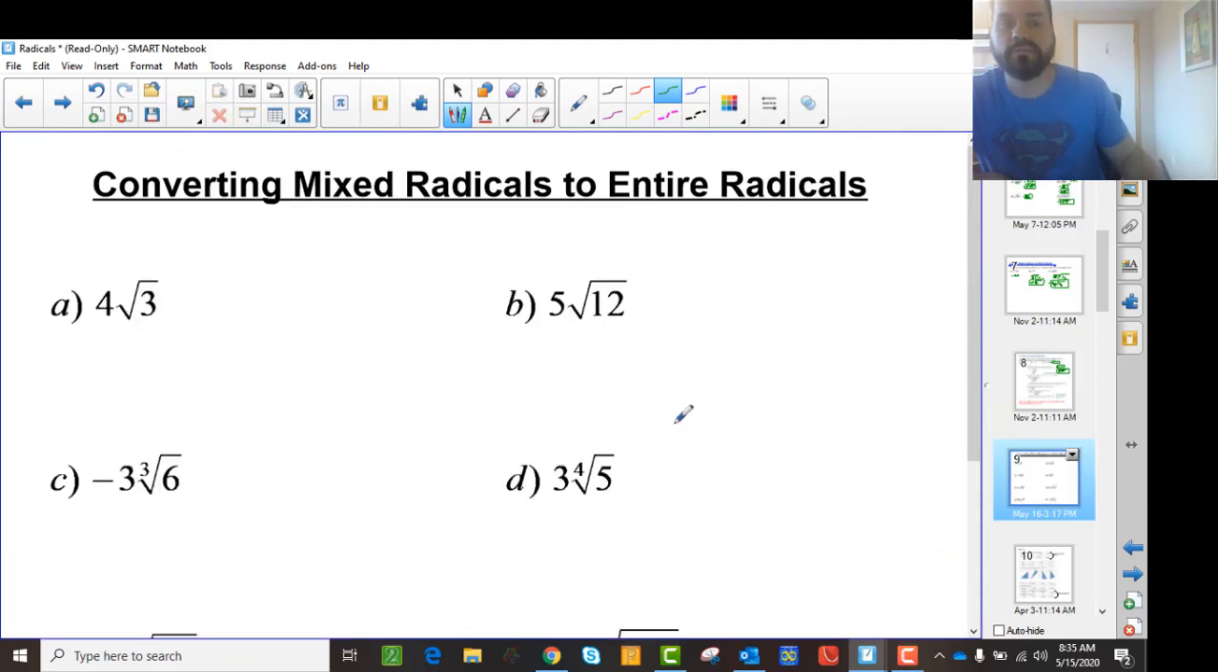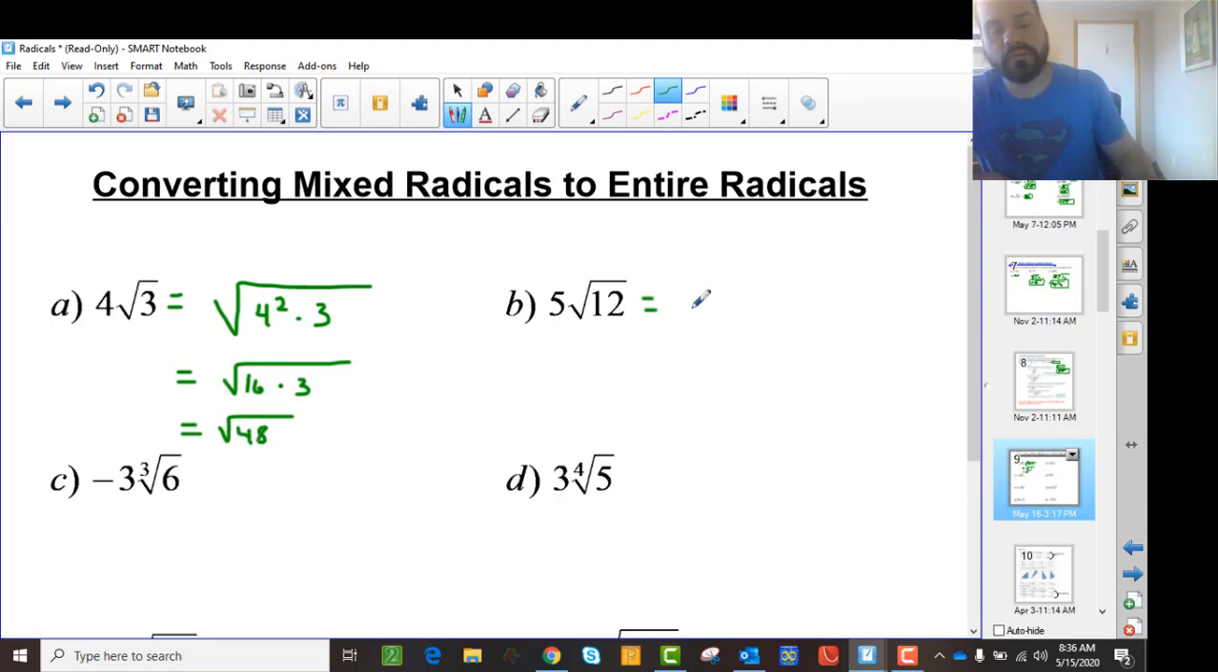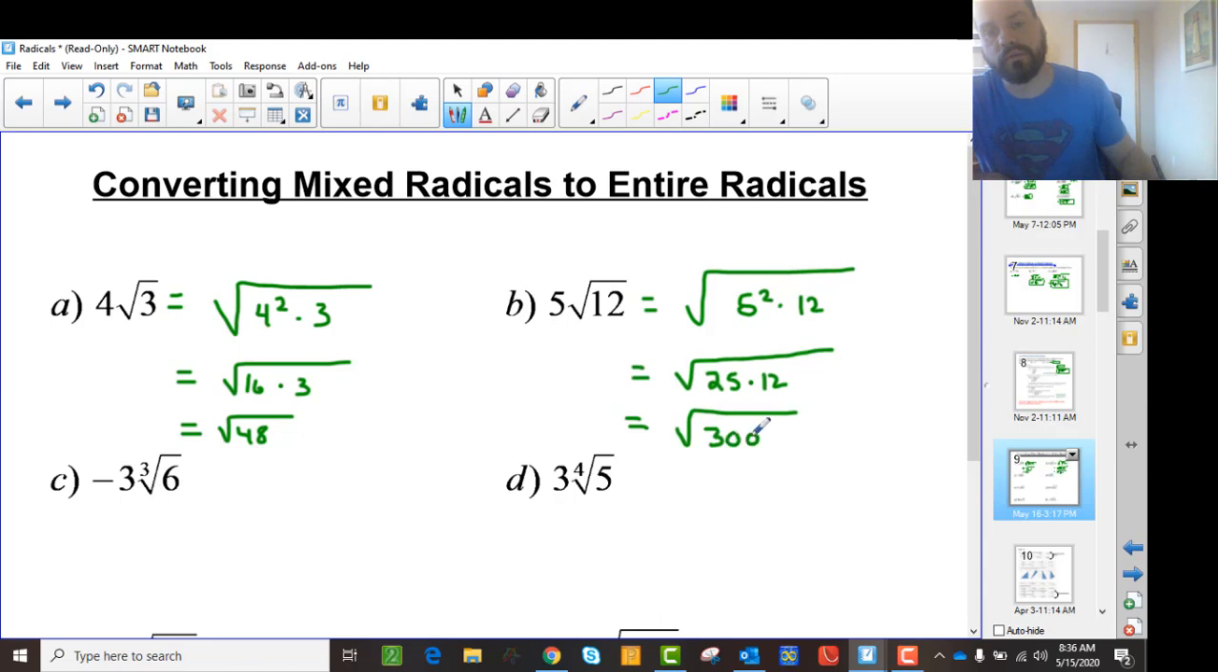So mixed to entire is much easier. All we're going to do here is take the square root, and then we're going to write the 4 as squared times 3. And that's the square root of 16 times 3. And that's the square root of 48. So pretty simple. 5 root 12, we're going to have the square root of 5 squared times 12. Okay, 5 squared is 25, so we're going to get 25 times 12, which is 300. So we get the square root of 300.